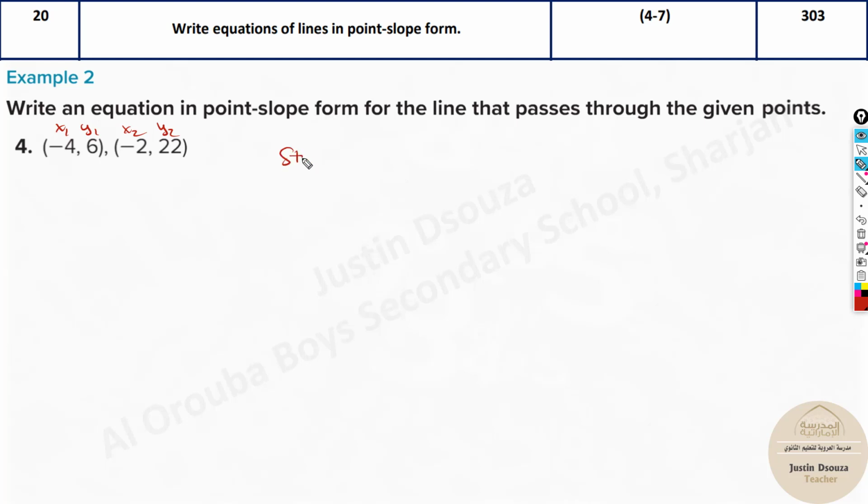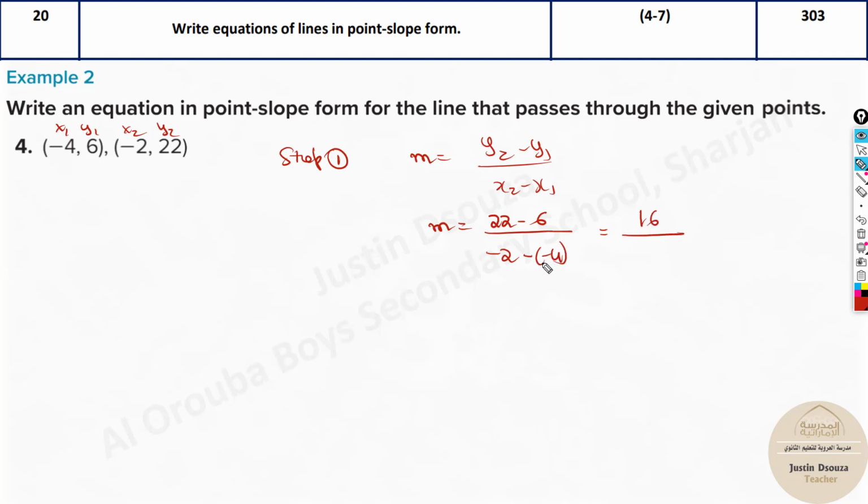Now, step 1 is always finding the slope. M is equal to y2 minus y1 by x2 minus x1. This is the slope formula. Substituted, y2 is 22 minus y1 is 6 divided by minus 2 minus of minus 4. Just the given values, I've written it over here. Now let's solve it. 22 minus 6 will be 16 divided by plus 4 minus 2 is 2. Answer is 8. This is the slope.